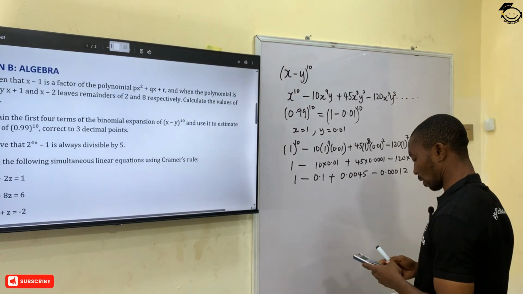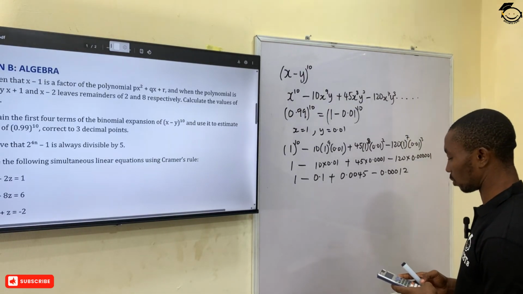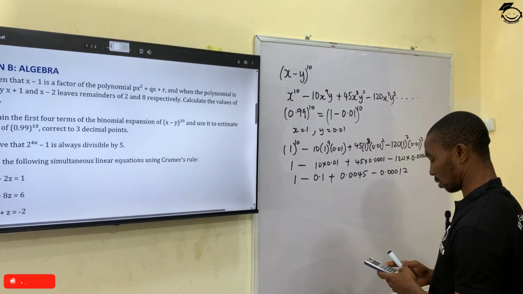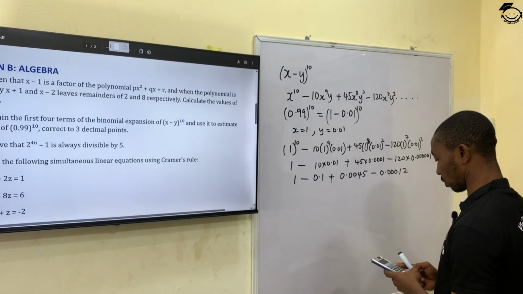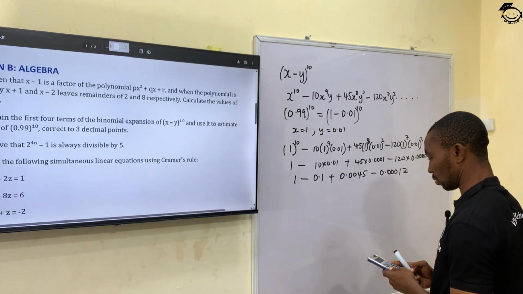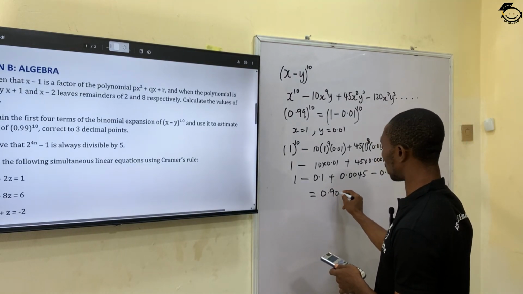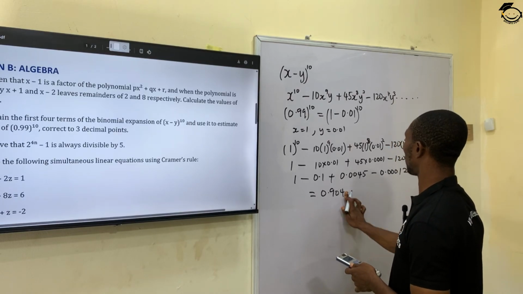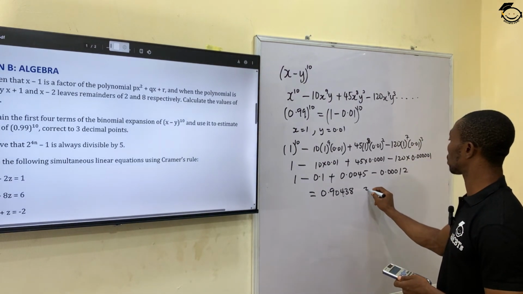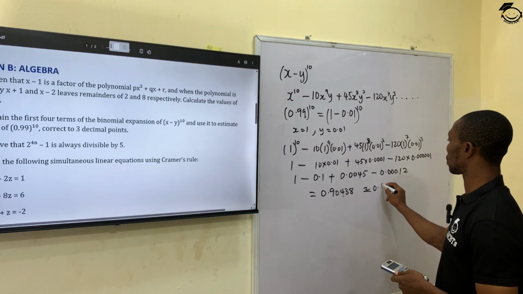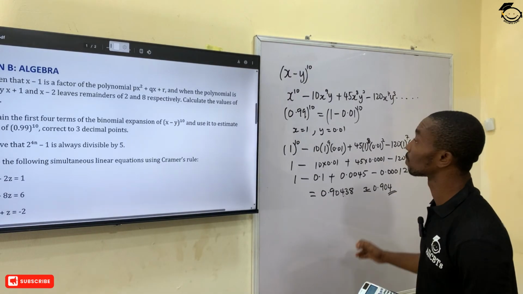Okay, now solving this, we are having 1 minus 0.1 plus 0.0045, minus 0.00012 will give us 0.90438. All right, since they said correct to 3 decimal places, this will become 0.904.